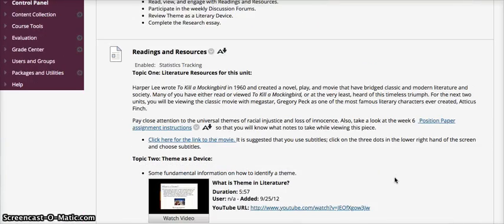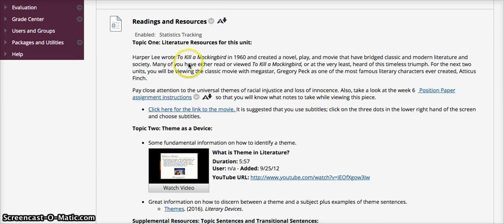If you take a look down here, part of your readings resources for topic 1, literature resources for this unit. Harper Lee wrote To Kill a Mockingbird in 1960 and created a novel, play, and a movie that have bridged classic and modern literature society. Many of you have either read or viewed To Kill a Mockingbird or at the very least heard of this timeless triumph. For the next 2 units, you will be viewing the classic movie with megastar Gregory Peck as one of the most famous literary characters ever created, Atticus Finch.